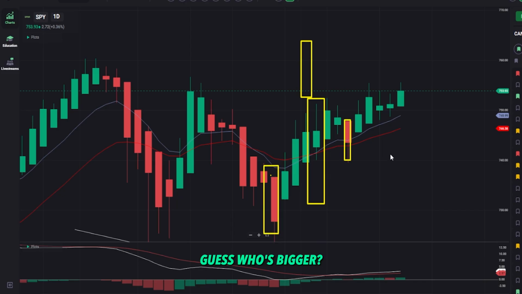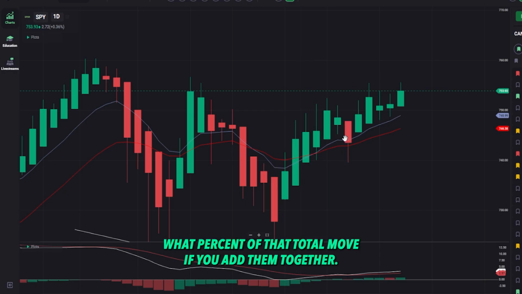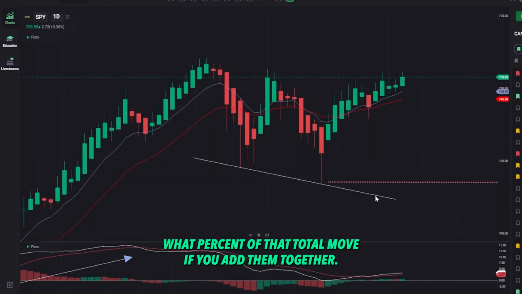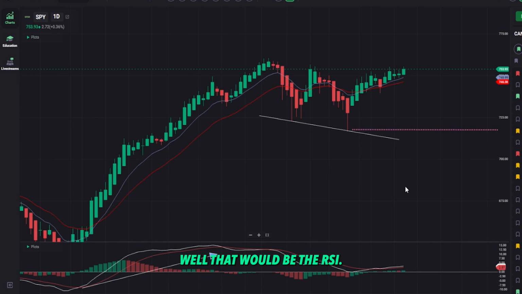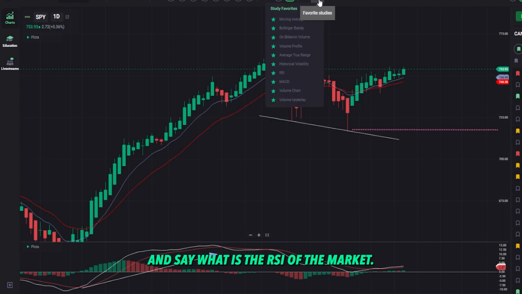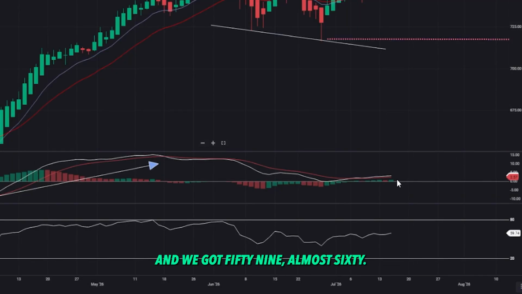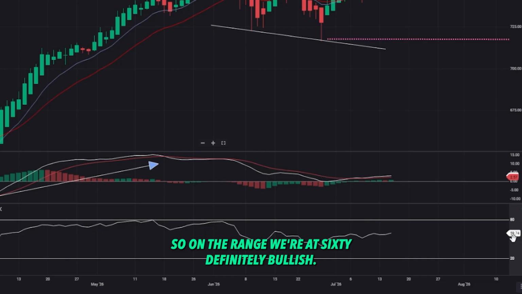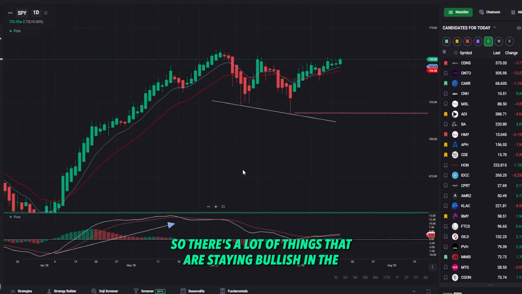Guess who's bigger? The green days. So how much bigger? What percent of that total move if you add them together? Well, that would be the RSI, and we'll go look at that. Or you can simply come over here and say, what is the RSI of the market? And we got 59, almost 60. So on the range, we're at 60, definitely bullish. So there's a lot of things that are saying bullish in the market.